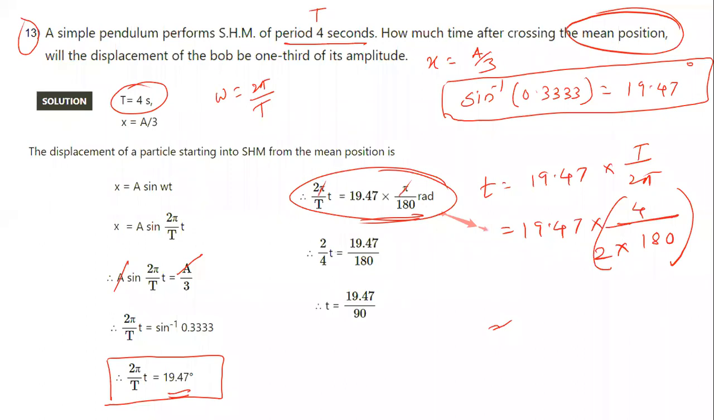Now after solving this, we get 19.47 divided by 90. You can see here 2 2s are 4, so 2, here it is 90. So 19.47 by 90 we get. And it is coming 0.2163.